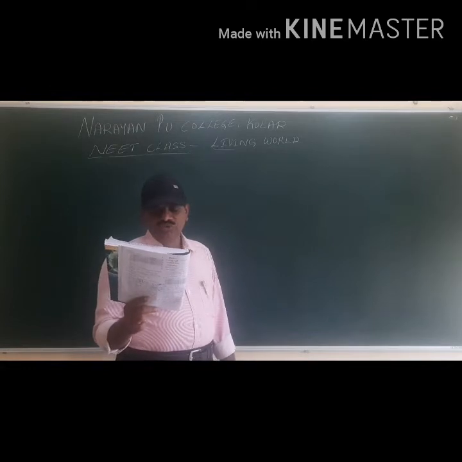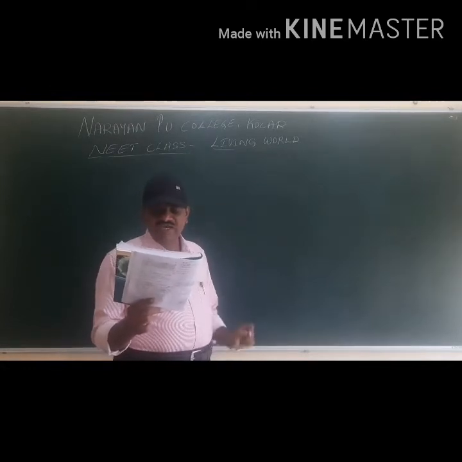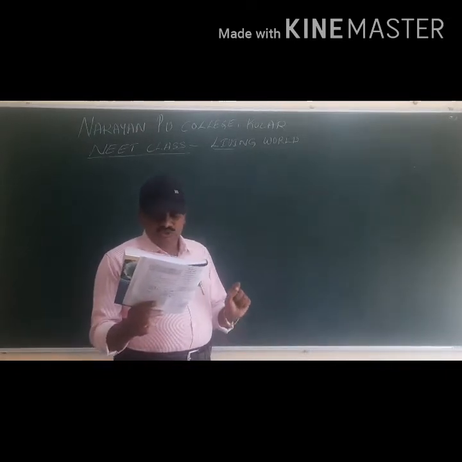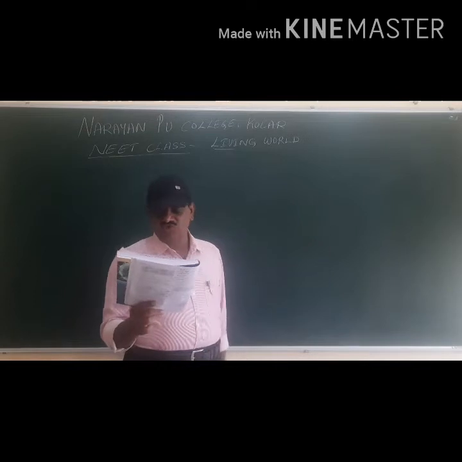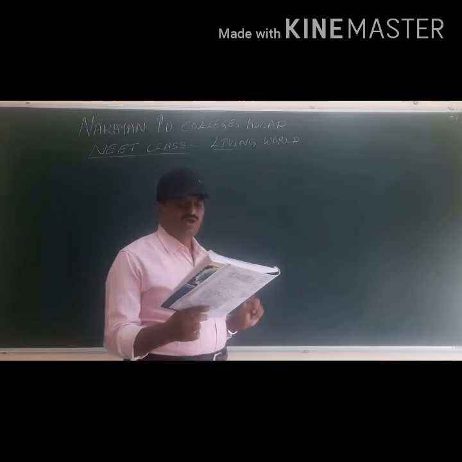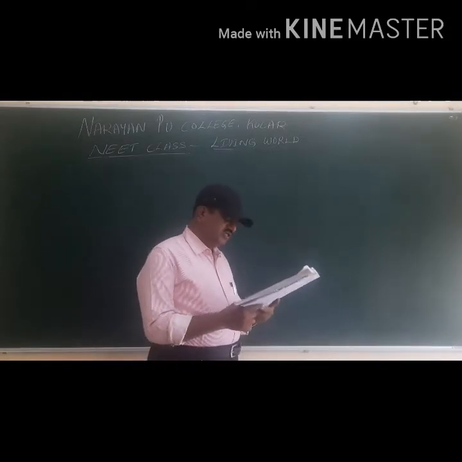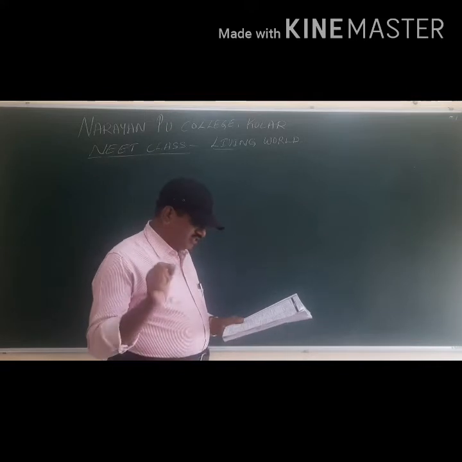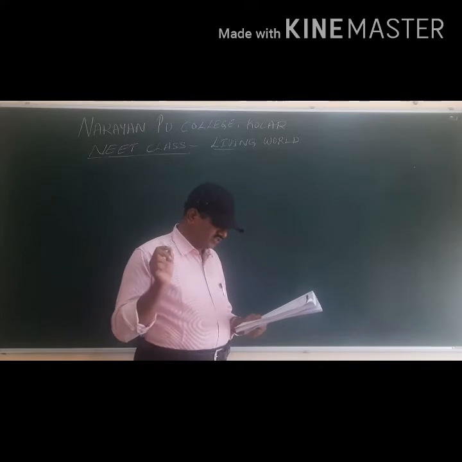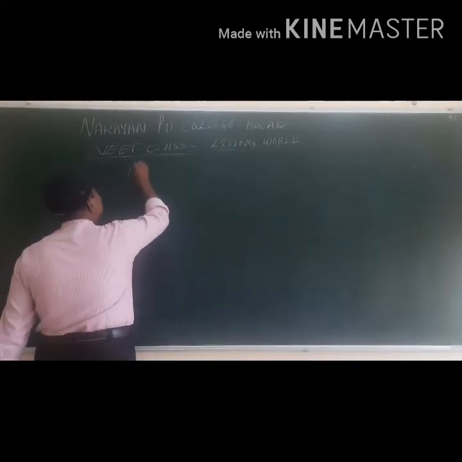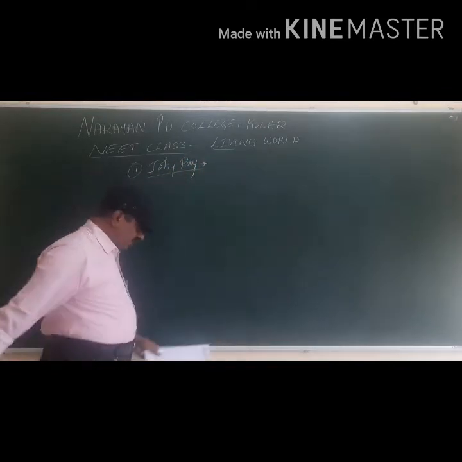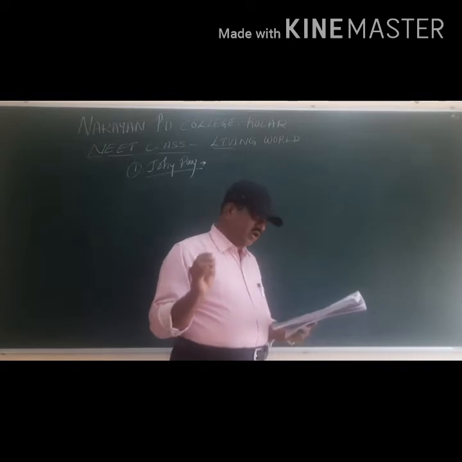The scientist who developed a key for identification of animals is. I repeat this. The scientist who discovered or developed a key for identification of animals is. The first option is John Ray. This person, John Ray, has developed the identification key. So the first option itself is right. This person, John Ray, has given the identification of animals.